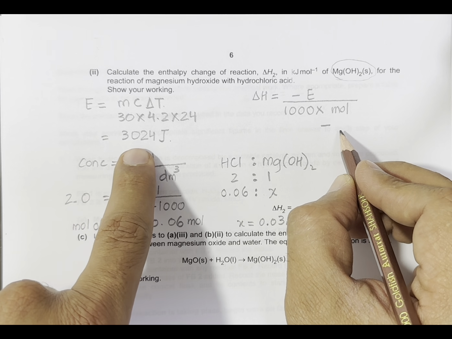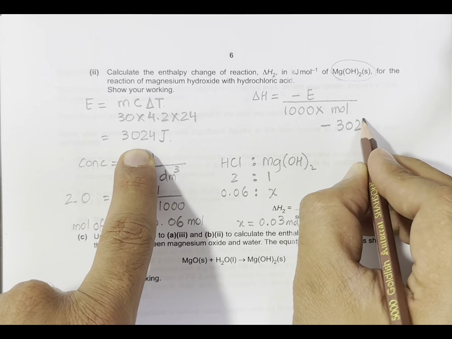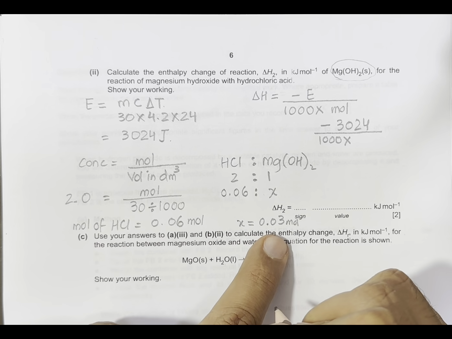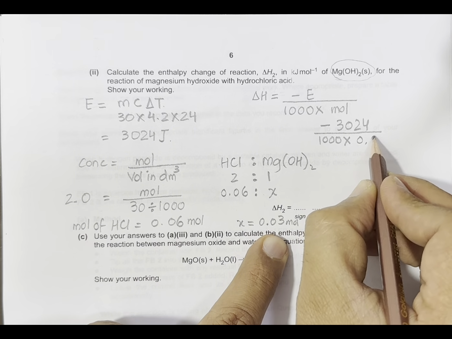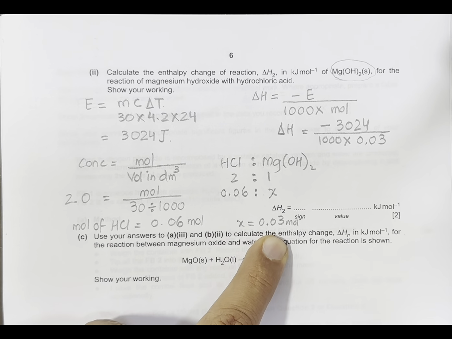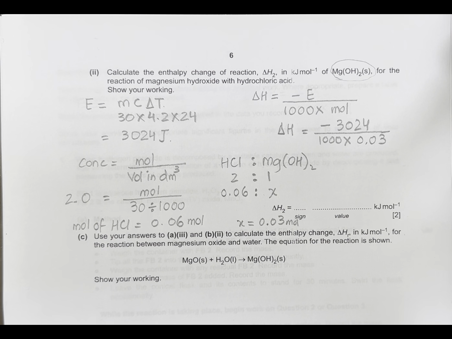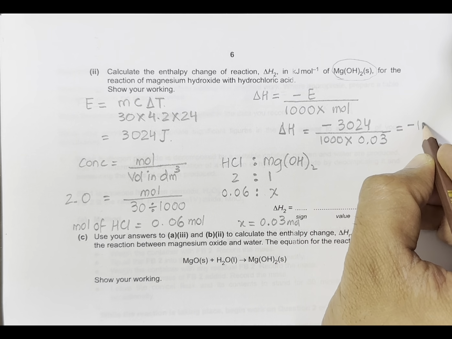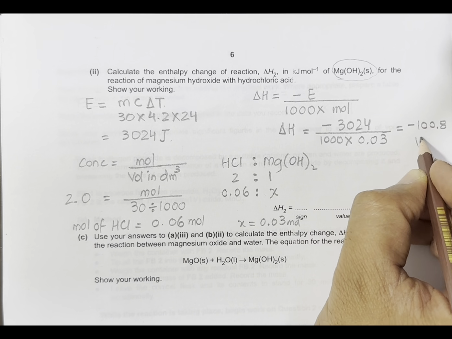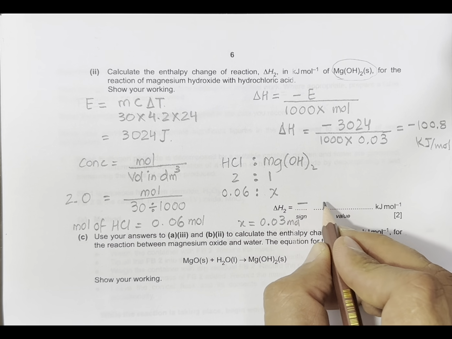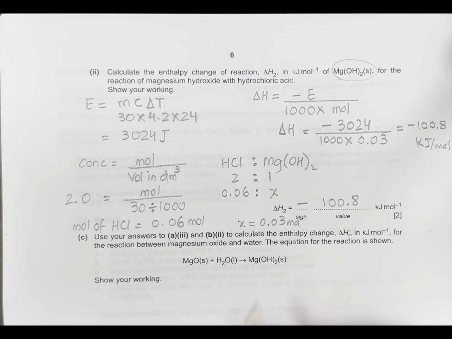So in this case, the formula has the values to use. Minus E means 3024 divided by 1000, into the number of moles of Mg(OH)2 consumed, 0.03. So the value of delta H in this case is minus 100.8 kilojoules per mole. So here we will write minus 100.8.